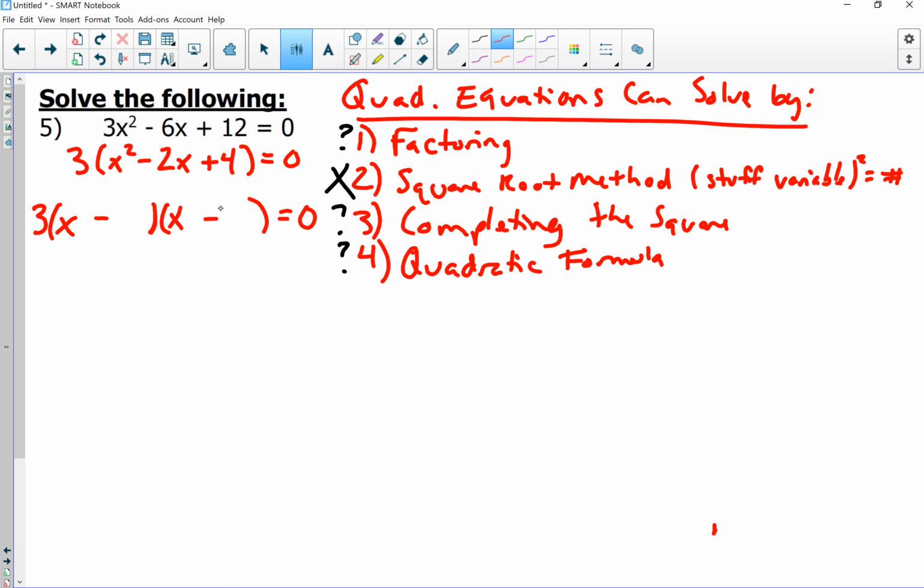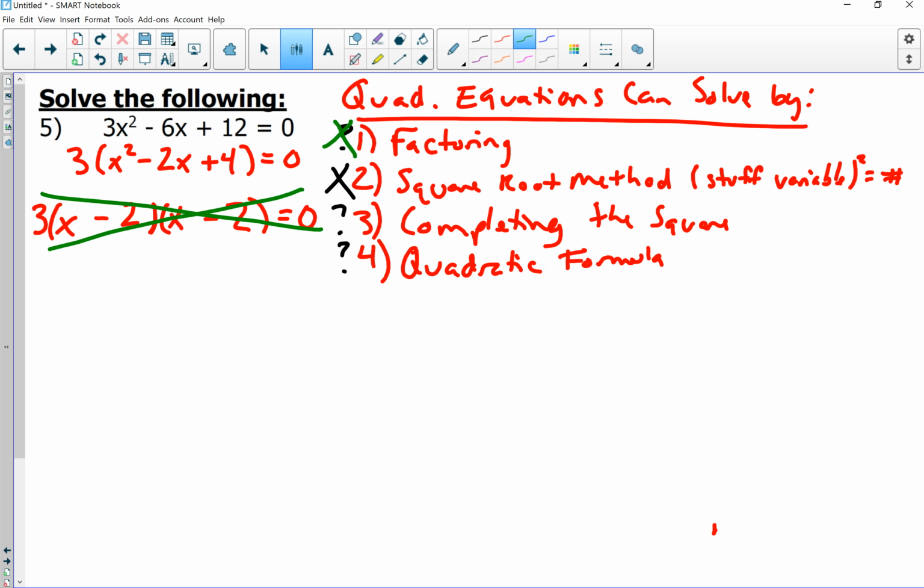So what else can I do for factors of 4? Well, all that's left is 2 times 2. That gets me the 4, but again, I don't get the negative 2 for my x term. I get a negative 4. So we've tried all the possibilities, none of them work. So factoring we can't do, right? It's not factorable. So what's left in my list?